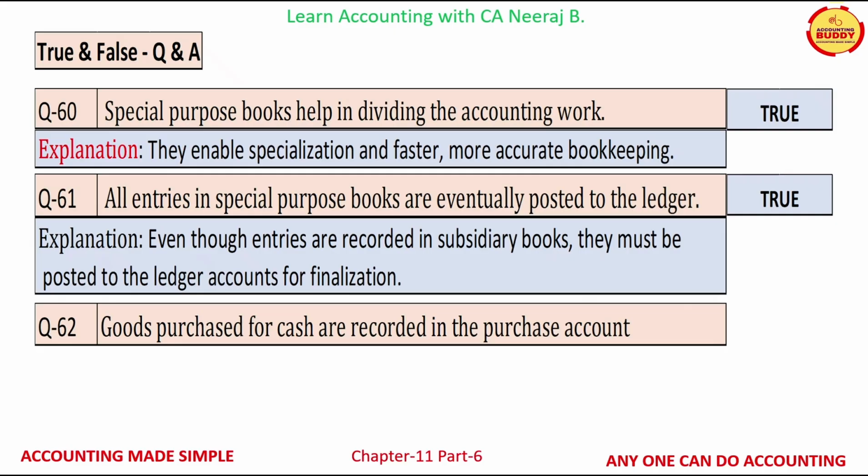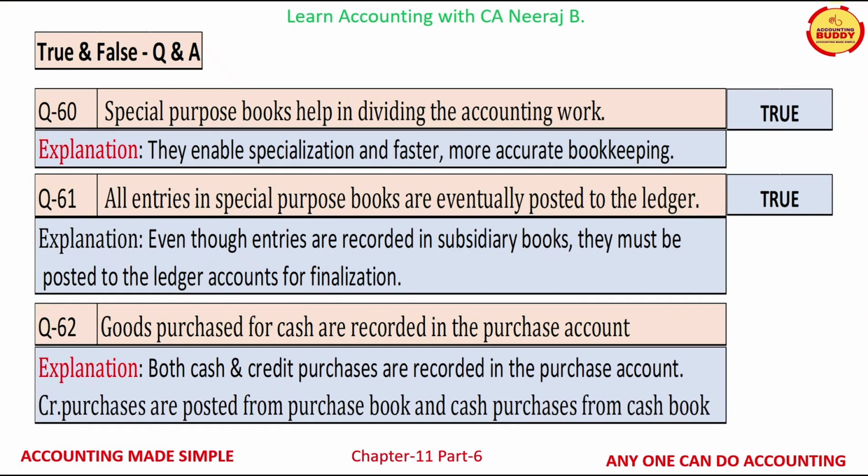Question number 62: goods purchased for cash are recorded in the purchase account. The fact of the matter is, both cash and credit purchases are recorded in the purchase account. Credit purchases are posted from the purchase book and the cash purchases are posted from cash book. Therefore, it is also a true statement.